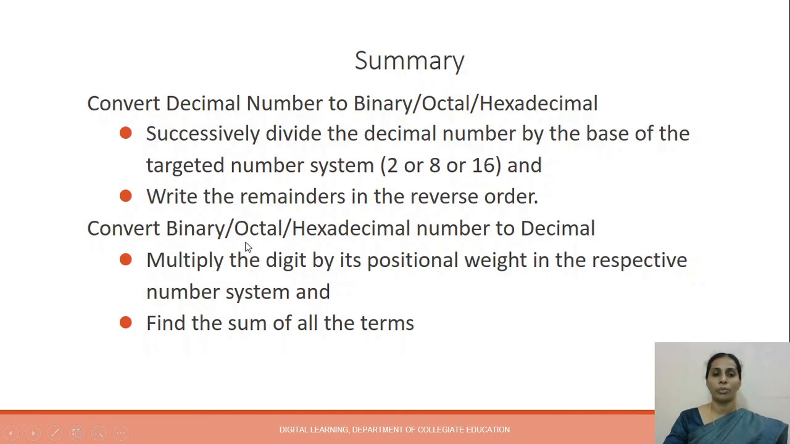And for converting binary or octal or hexadecimal number to decimal, what we will be doing is multiplying the digit by its positional weight in the respective number system. In binary, the weights are in powers of 2. In octal, the weights are in powers of 8. And in hexadecimal, the powers are of 16. Now find the sum of all the terms.